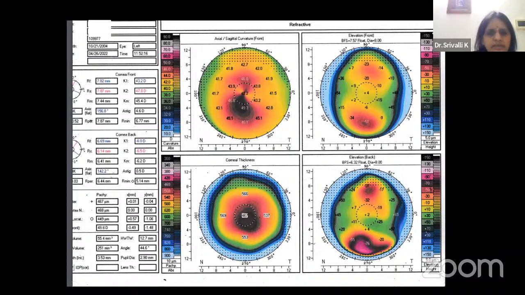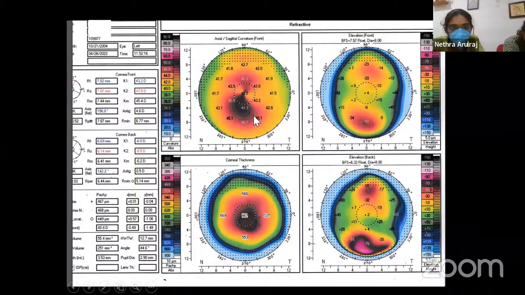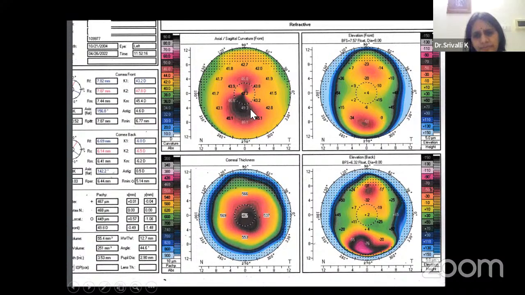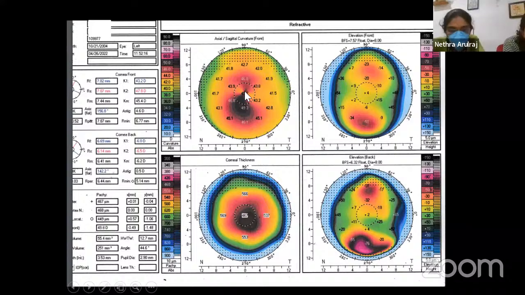And the astigmatism itself, the first quad map, what is it? The first map, what is it telling you? It is an asymmetric bow tie pattern, yeah, with a slightly more inferior. Yeah.